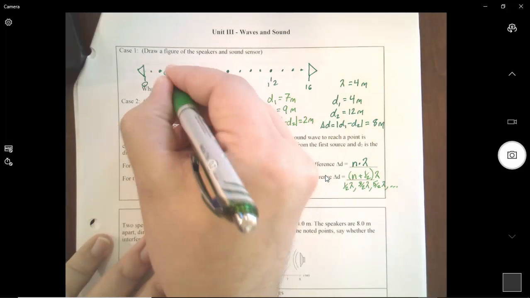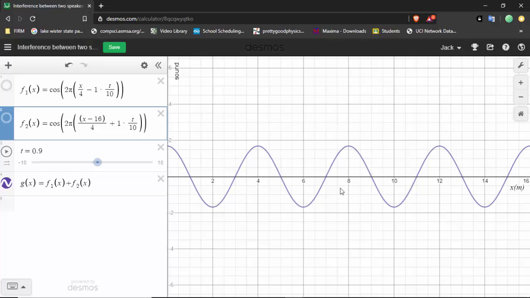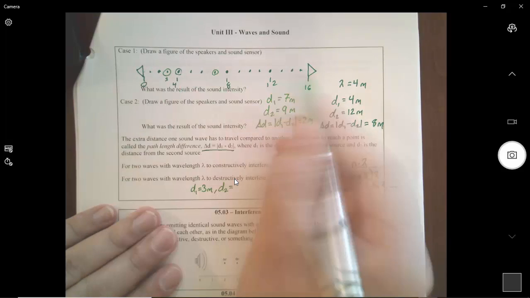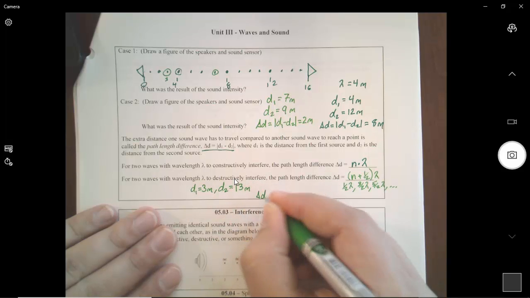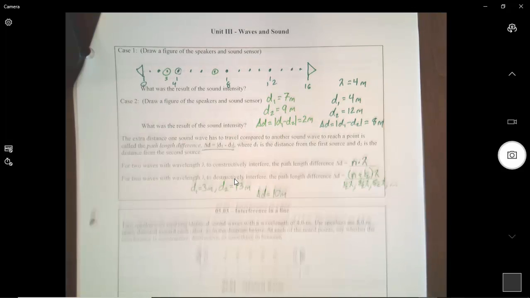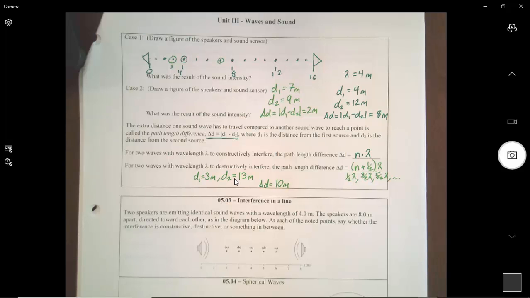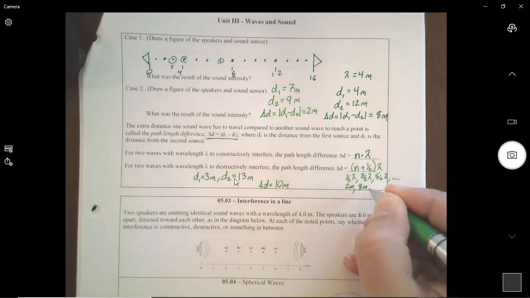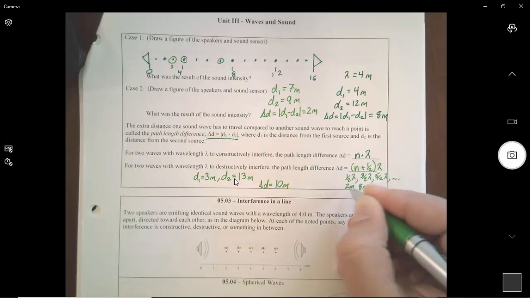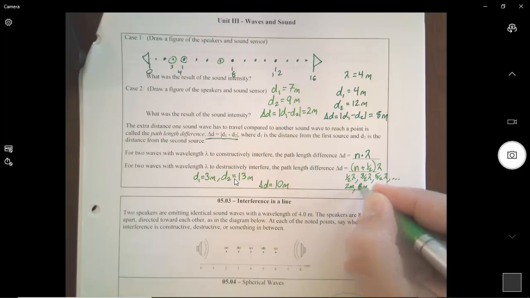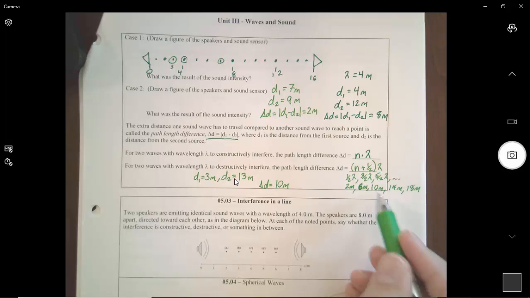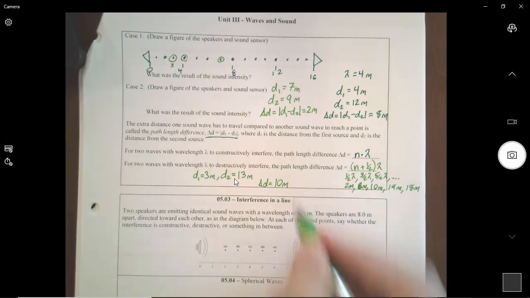If we did 3 meters, we already know that the answer is destructive. If we just come over here, 3 meters is right here. We know it's destructive, but let's just double check. D1 is 3 meters. D2 is 13 meters. Delta D is equal to 10 meters. So the question is, is that a half integer number of wavelengths? Well, the half integers would be 2 meters, 8 meters. Sorry, I did that wrong. 2, and then 2 is the first half, then add 4 to that to get 6, add 4 to that to get 10 meters, add 4 to that, get 14 meters, add 4 to that, get 18 meters, and so forth. Obviously, 10 meters is on that list, and so this is a half integer.